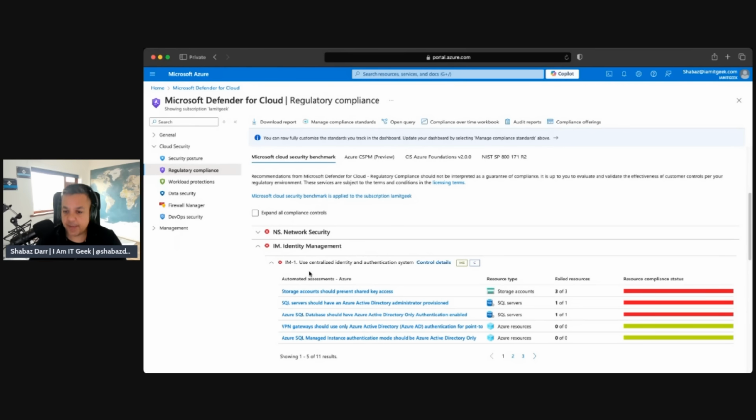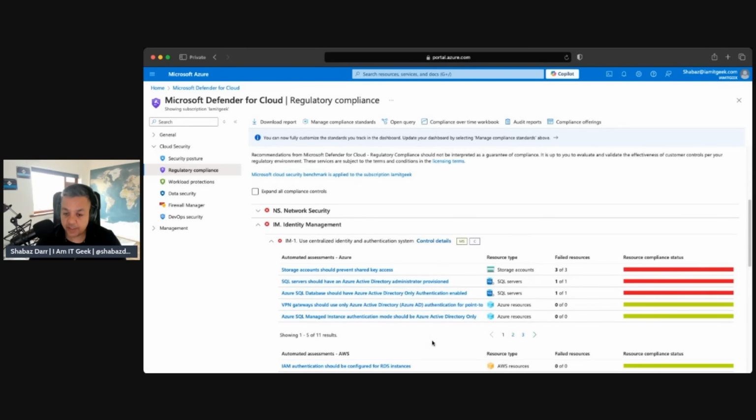So first of all, we've got making sure you use centralized identity and authentication systems. This includes things like storage accounts should prevent shared access key access. SQL Server should have an Entra administrator provisioned. Azure SQL Database should have Azure AD, that is Entra, only authentication enabled, so we don't use local authentication. VPN gateways as well, if you have any of those, should only use Entra authentication for point to site. And then Azure SQL managed instances should also only have Entra only authentication.